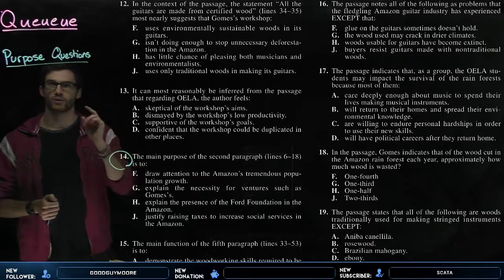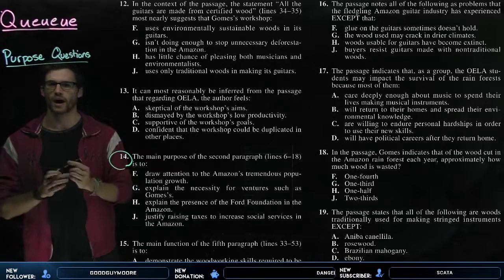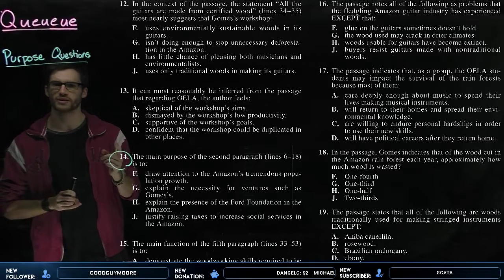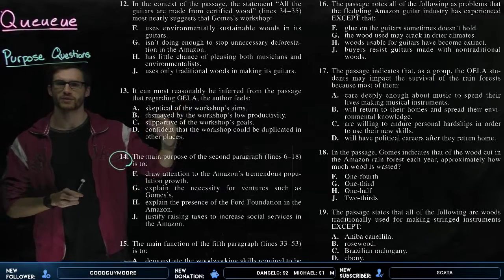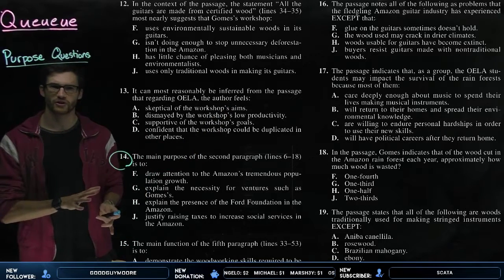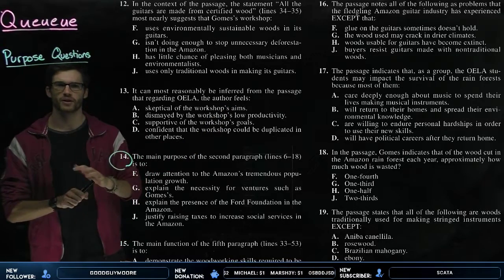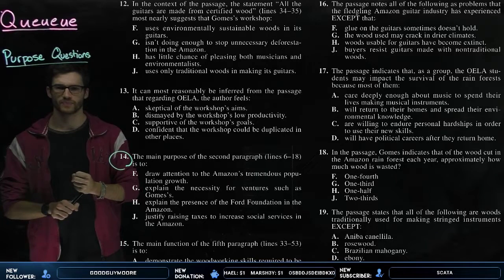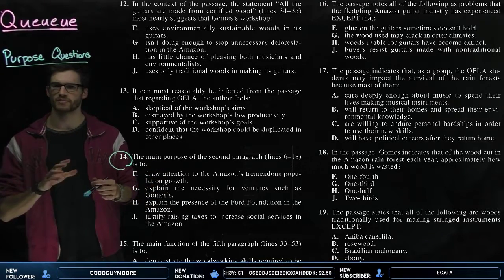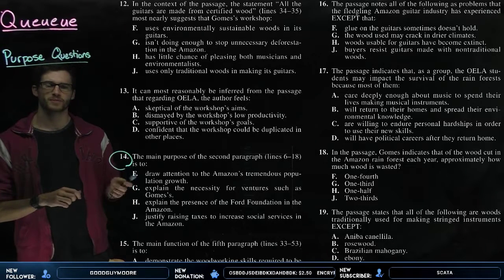But the point of purpose questions is asking why. It's not asking what. It's not like a detail question. Like the one before it is an inference question, right? They ask about inferring, and that's fine. This is not, you're not really inferring anything here. You're trying to figure out why they did what they did. And we'll get to that in another example question. But in this case, the main purpose of the second paragraph.